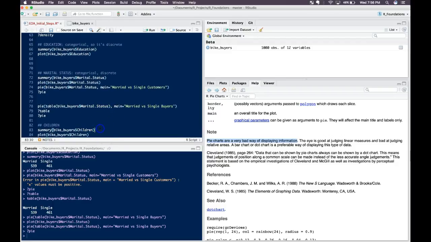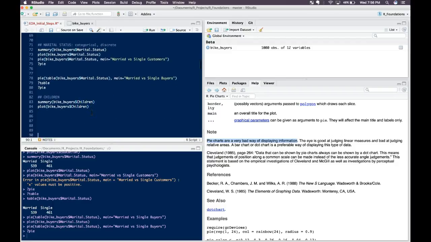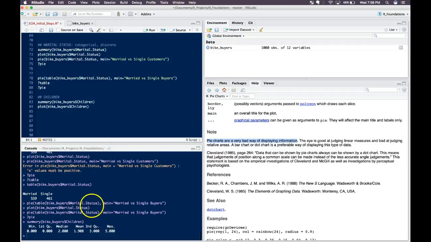Alright, so now let's look at children. Let's do a summary. So we have here first quartile, third. Now this is kind of an odd variable. Like we noticed in the beginning, when we were going through all of the variables with the summary function, we looked at this and we decided, mean, you can't really have 1.9 children. So is this really the best way to analyze the data by having these as numeric variables?